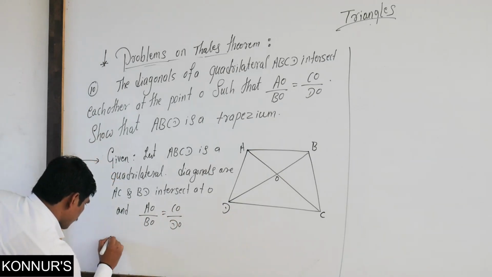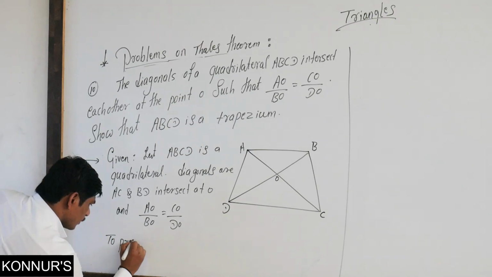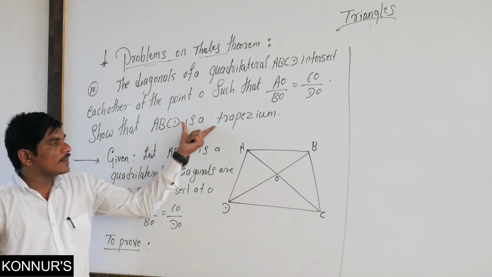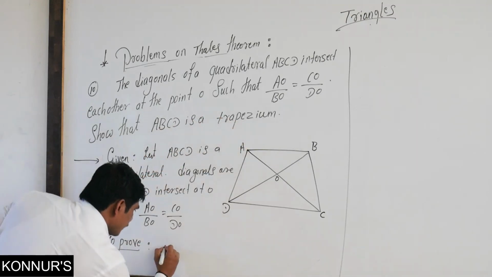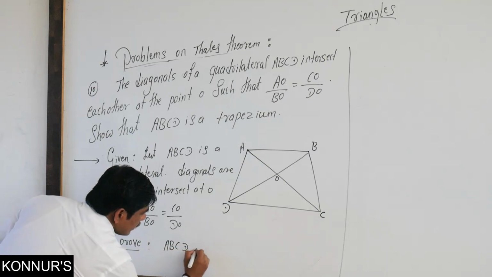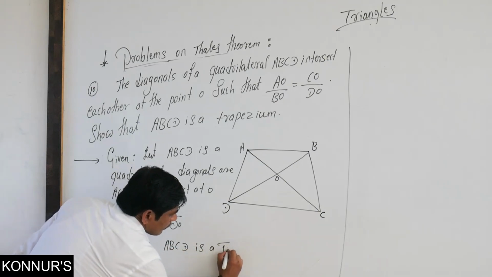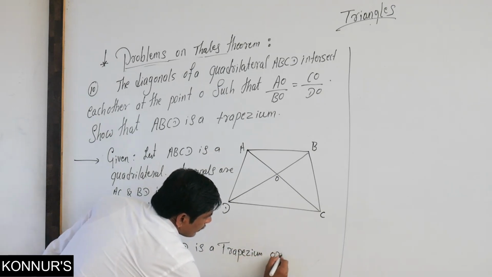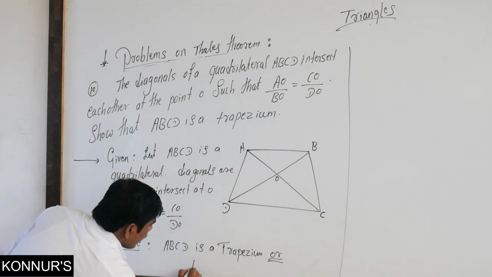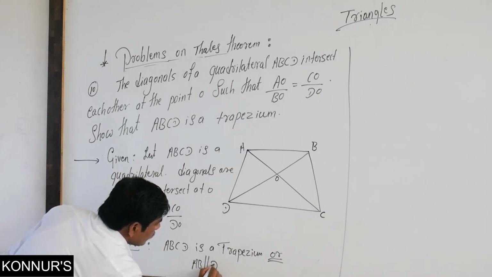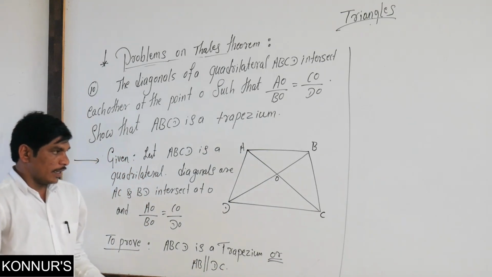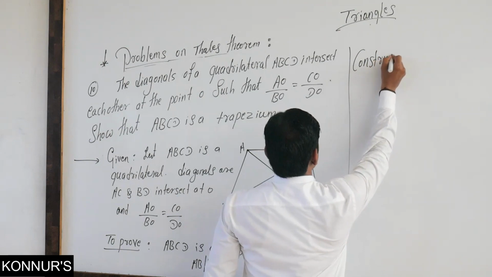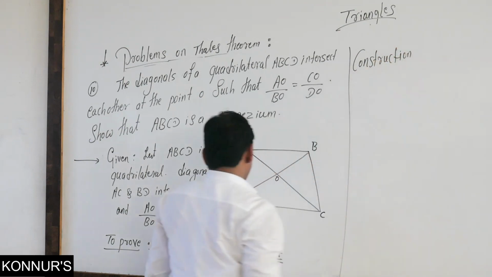Again, the next point is to prove: ABCD is a trapezium, or AB is parallel to DC. Now, the next point is the construction. This is very important because there is no other option for this.